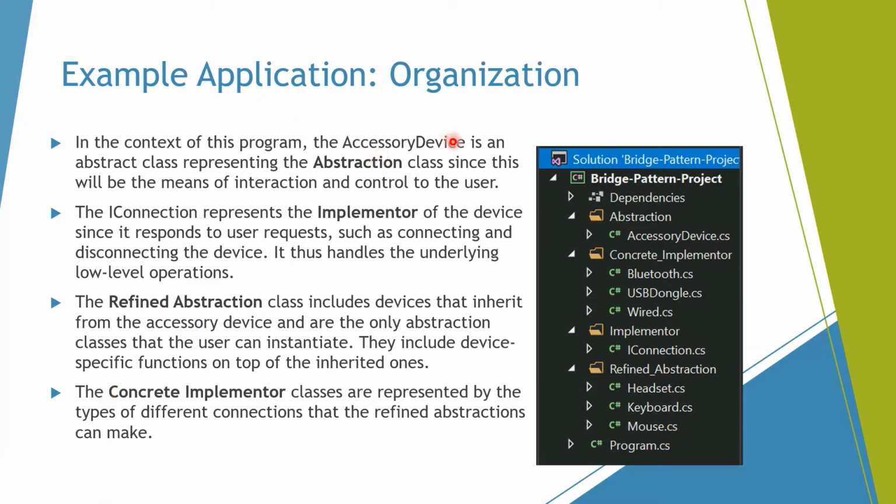So the organization of the files in this project shows that the accessory device is our abstraction. It's the general representation of the device. The refined abstractions represent the specific devices, the types of devices that the user is going to be interacting with and requesting to connect them to the PC. The implementer represents the general connection interface, and the concrete implementers are going to be the different connection types.